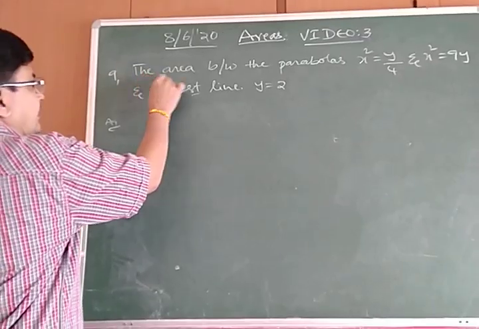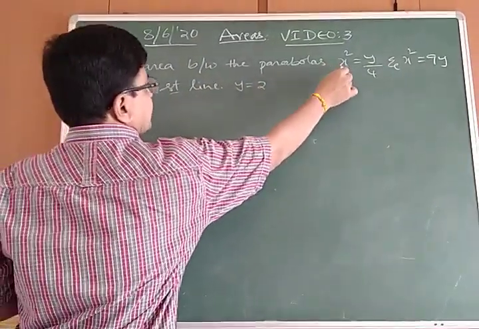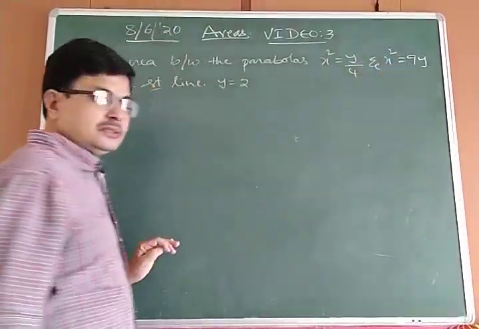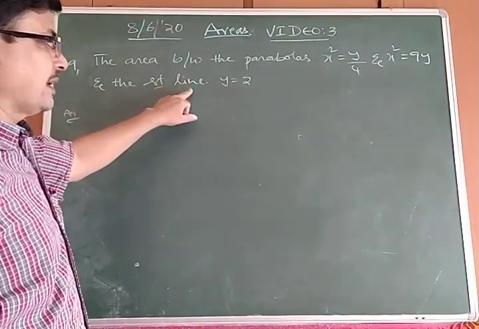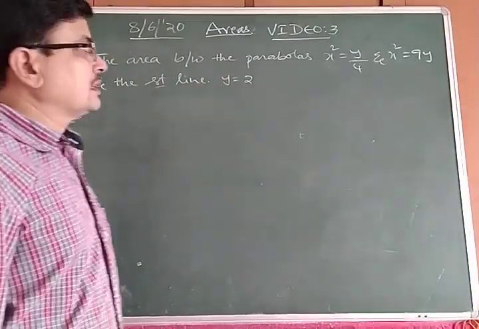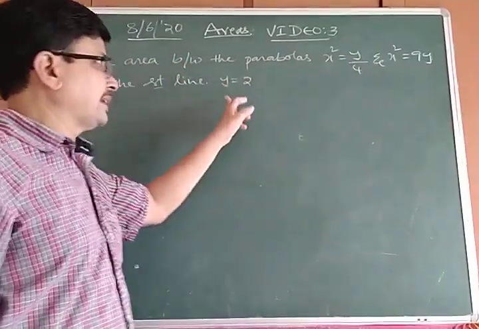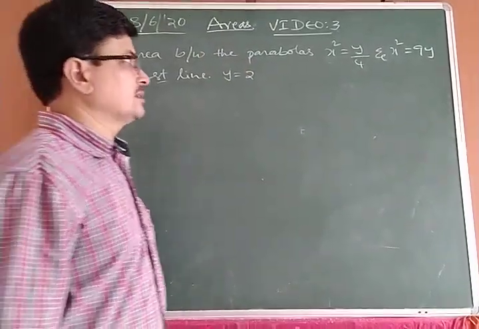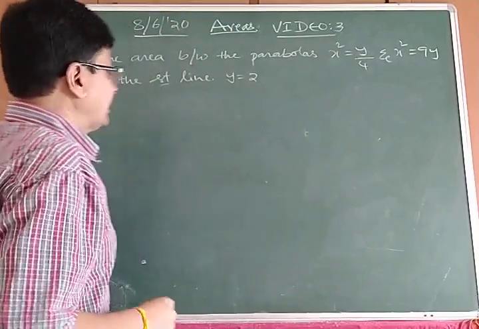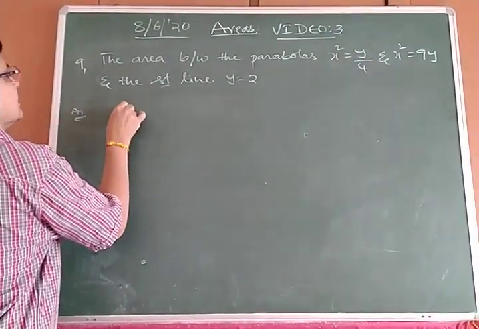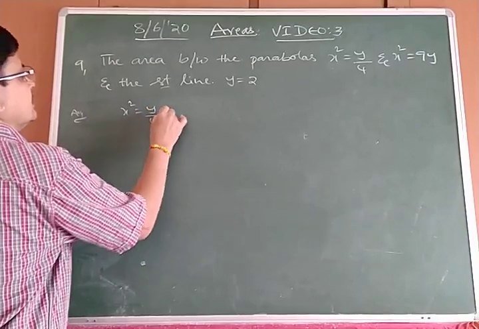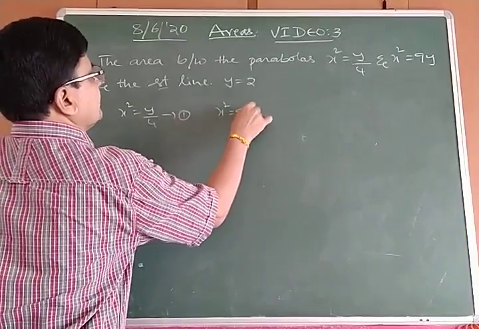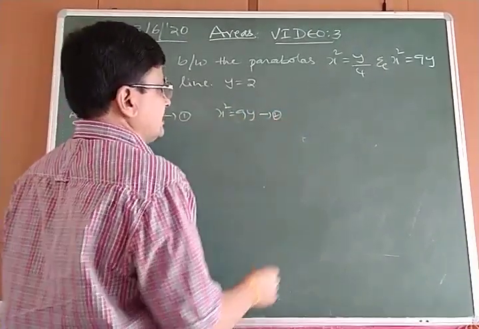Number 9. The area between the parabolas x square is equal to y by 4 and x square is equal to 9y, and the straight line y is equal to 2. Given there are two parabolas and one straight line. Area bounded by the parabolas and the straight line is required. So first of all we take a diagram. The parabola x square is equal to 4y is the first parabola, and x square is equal to 9y is the second one. We take it like this.